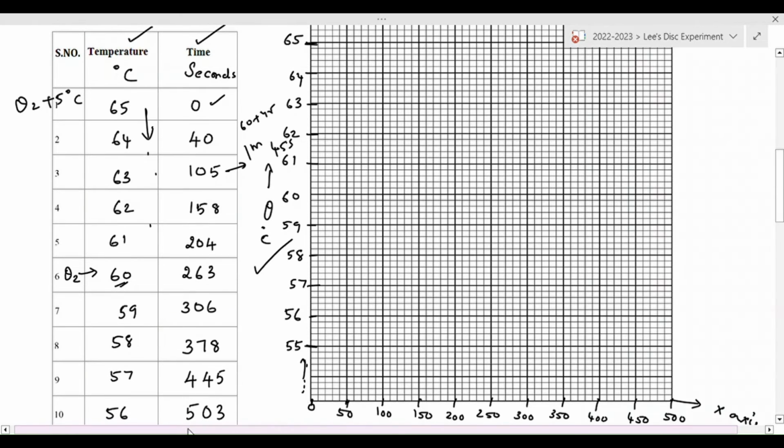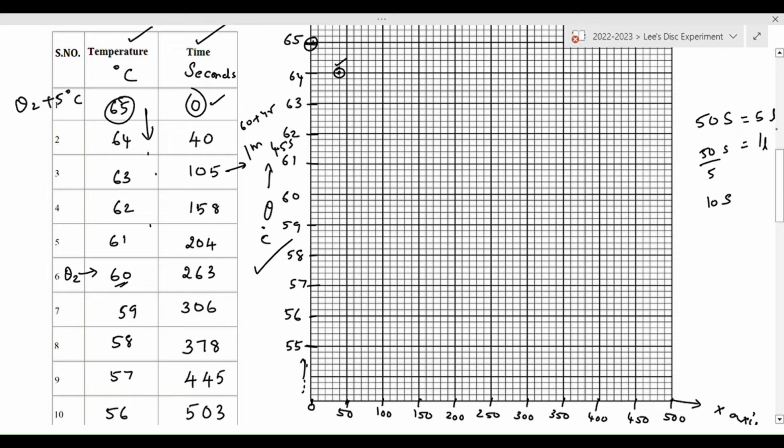Then a graph is plotted. For example, at 65, 0 second, so 65, 0 second is taken. 64, 40 seconds. I have noted 40 because here there are 5 lines for 50 seconds, so one line is 50 by 5, which is 10 seconds. So 40 is the fourth line I have plotted here.